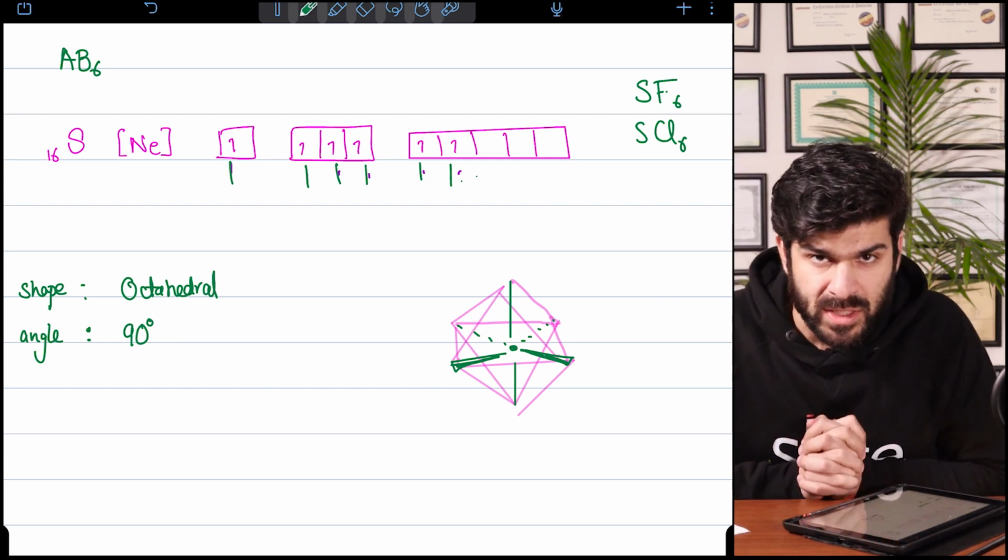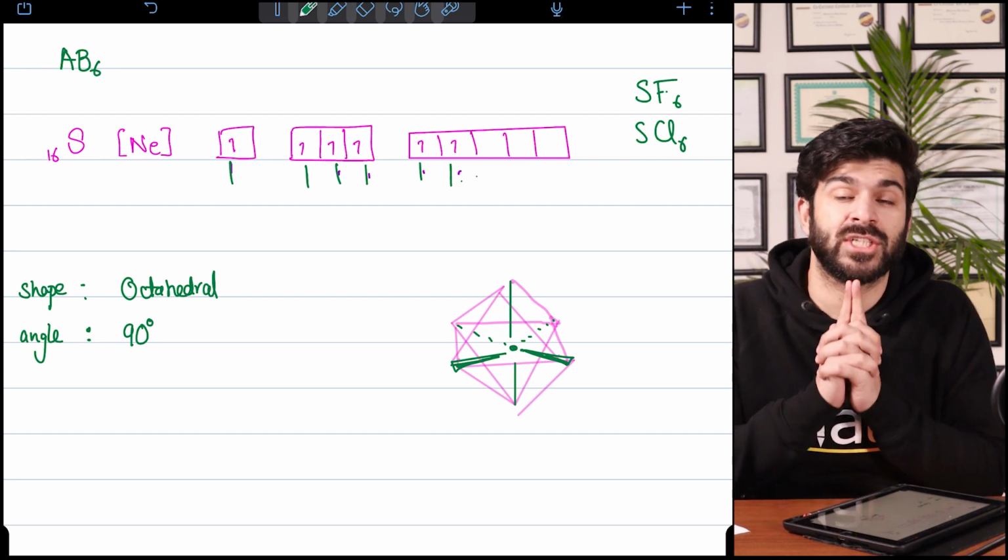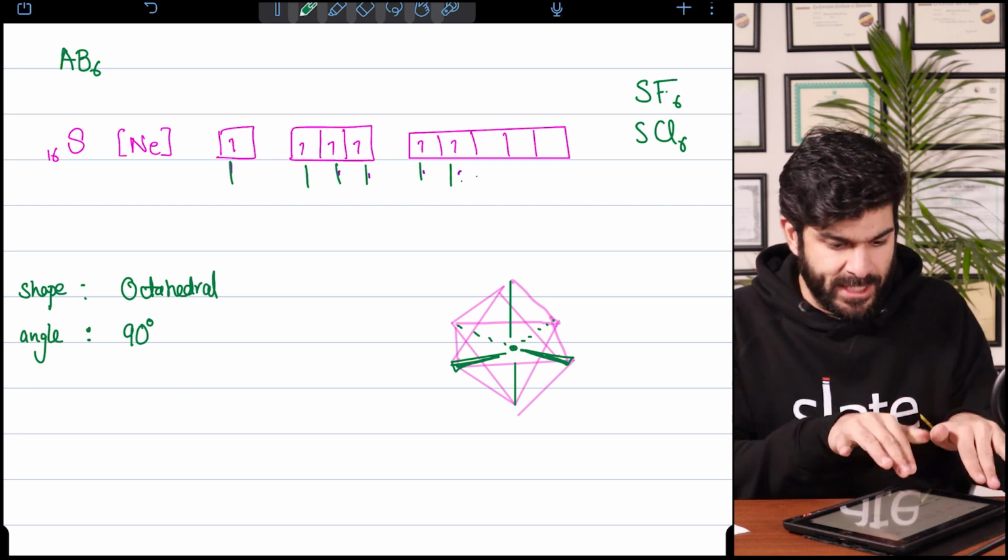We will be discussing the past paper questions. We will be discussing hybridization. Orbital hybridization is very important, and it is related to this one.